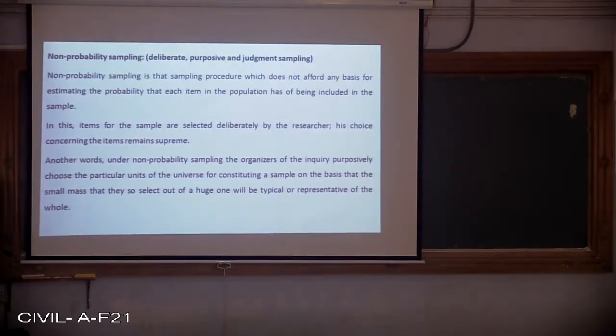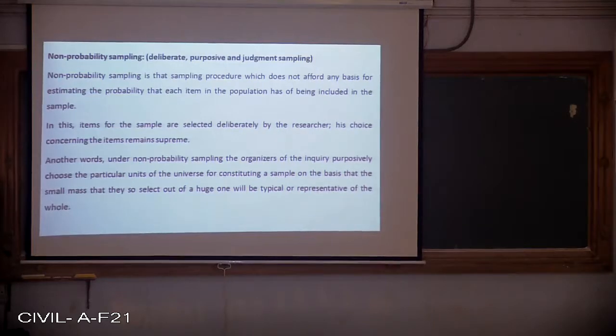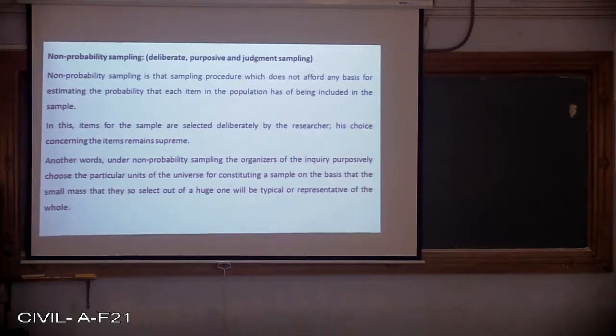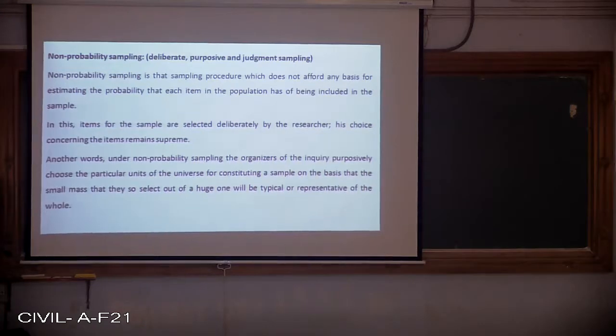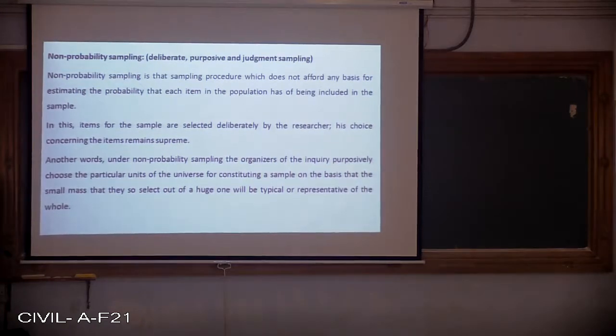Non-probability sampling: deliberate, purposive and judgment sampling. Non-probability sampling is that sampling procedure which does not afford any basis for estimating the probability that each item in the population has been included in the sample. The items for the sample are selected deliberately by the researcher; his choice concerning the items remains supreme. In other words, under non-probability sampling, the organizers of the inquiry purposively choose particular units of the universe for constituting a sample, on the basis that the small mass they select out of the huge one will be typical or representative of the whole.